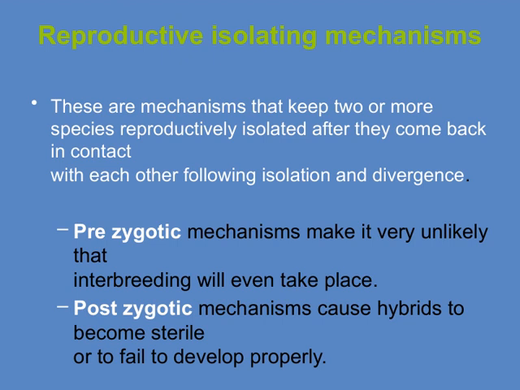Then we have postzygotic mechanisms. These come into play after fertilization has occurred. They often result in hybrids that are sterile, like mules, or hybrids that fail to develop properly, which prevents the hybrids from passing on their genes successfully. Both of these mechanisms are crucial because they help maintain the distinct identities of species, even when they come into contact again. They support the broader theme of speciation and how new species remain distinct over time.